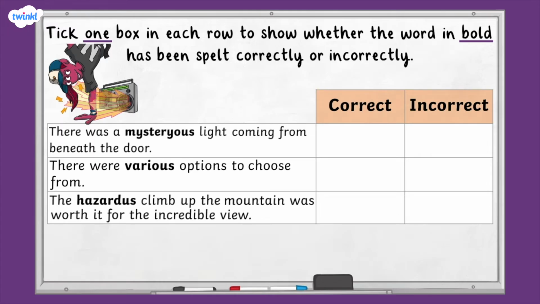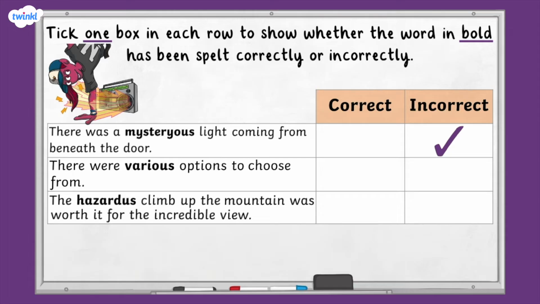The first sentence says, there was a mysterious light coming from beneath the door. What do you think? Does the word mysterious sound and look right to you? It doesn't really, and that's because this word has been spelt incorrectly. When adding the suffix ous to the root word mystery, we need to drop the Y and replace it with an I. This means that mysterious should be spelt M-Y-S-T-E-R-I-O-U-S.